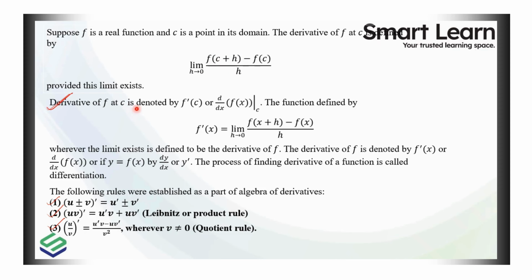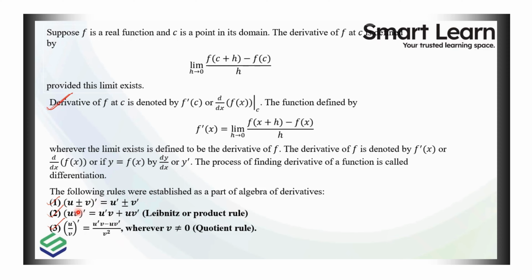The derivative of f at c is denoted by f dash of c or d by dx of f of x, and f dash of x is limit h tends to 0 f of x plus h minus f of x by h. If y is f of x, then we will denote it by dy by dx or y dash. The process of finding a derivative of a function is called differentiation.